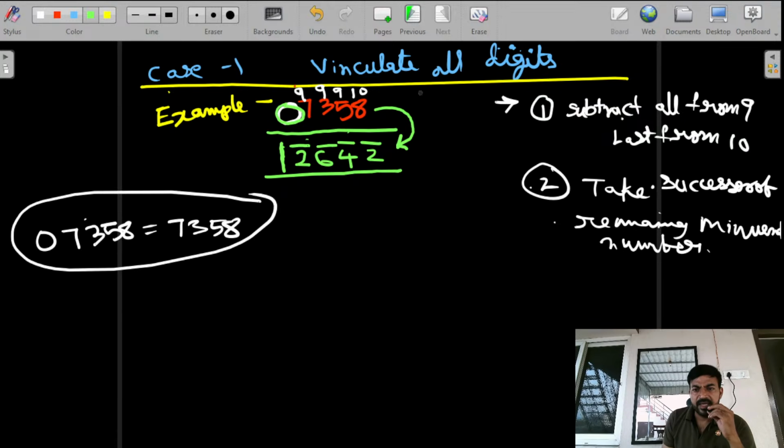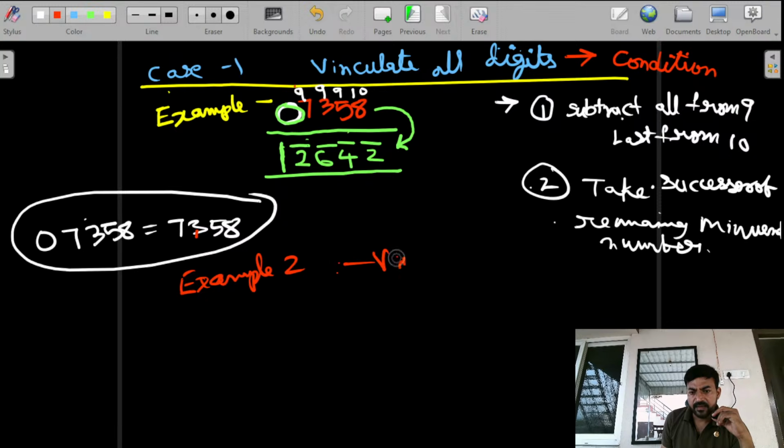So here I gave a condition. Remember, this is the condition: vinculate all digits. I specified it as vinculate all digits. Again, example 2. Vinculate, here also you have to vinculate all digits.